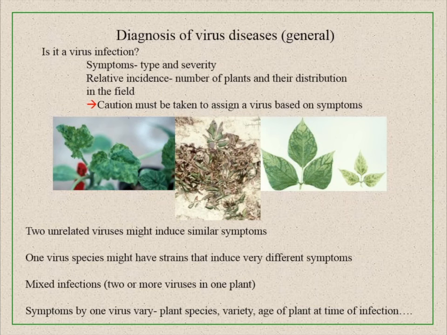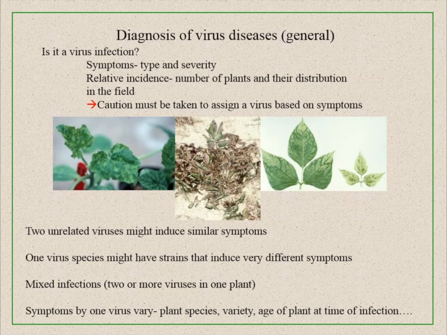So diagnosis of virus disease is somewhat complicated, although initially everything is done based on visual inspection. So you walk in your field and you see a symptomatic plant. It looks like it might be virus, and so you note the type of symptom, the severity. You might determine the number of plants in the field, their distribution. Are they along a field margin? Are they randomly distributed? That's not so bad, but it's very difficult to try and determine which virus is the causal agent of that disease based on symptoms.